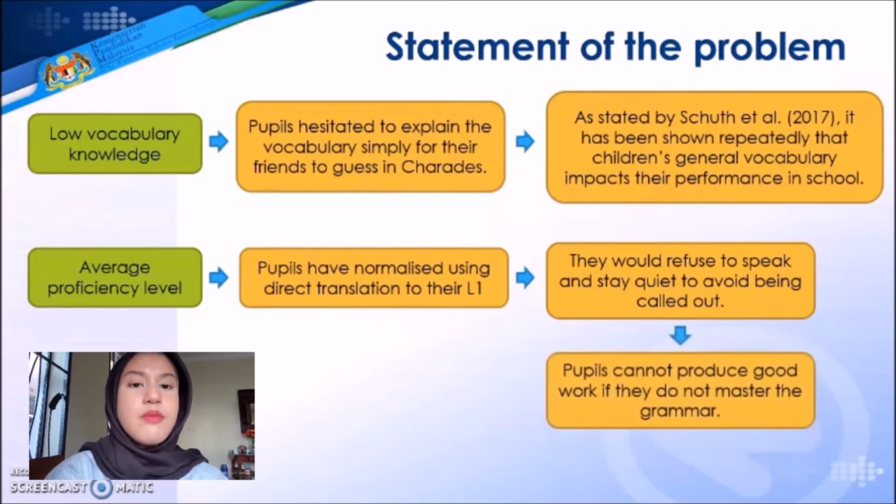Moreover, their grammar mastery also affects their writing ability. Pupils cannot produce good work if they do not master the grammar. These problems have caused the pupils not to enjoy the learning process and become unmotivated to write.